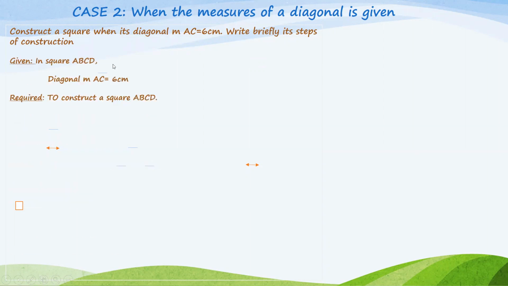Now what is given in this question? In a square ABCD, diagonal measurement AC is given, that is equal to 6 centimeter. What is required is that we have to construct the square ABCD.